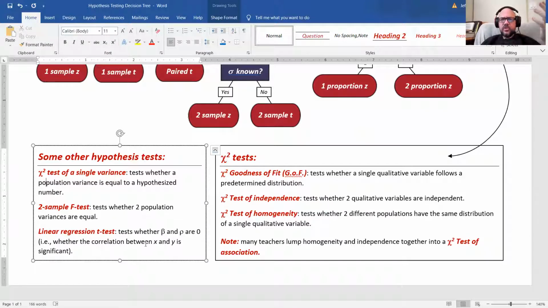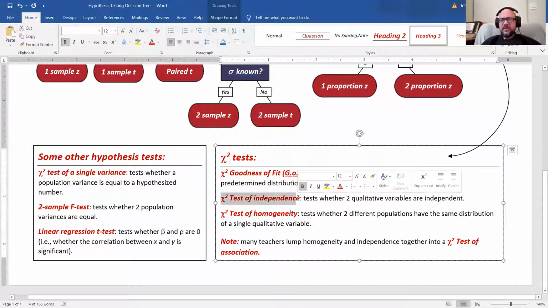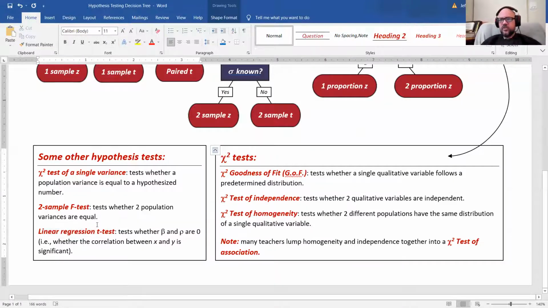It's analogous to the chi-square test of independence, except this one is for qualitative variables, it's for categorical variables, and this one is for numerical variables. And of course, it's just part of linear regression.